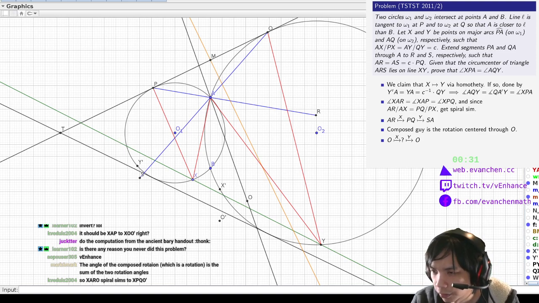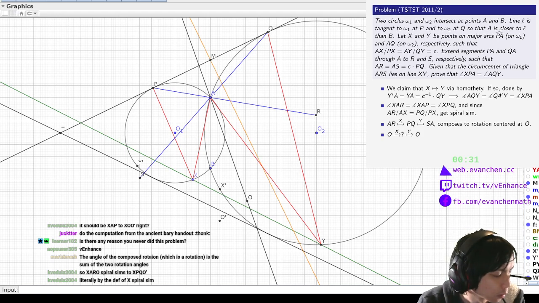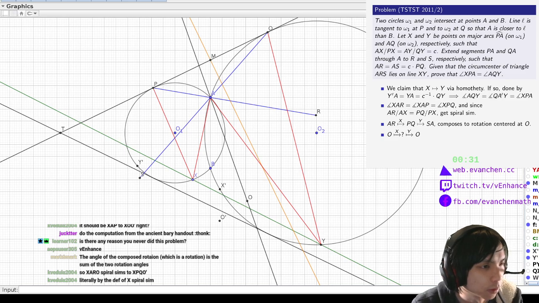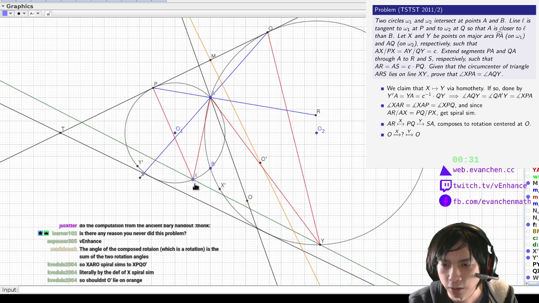Okay, I'm just confusing myself at this point because I'm tired. So XARO should map to XPQO prime. Okay, I see. I drew the O prime in the wrong place. Yeah, this is the... I flipped this. Well, would you look at that? What point is that?